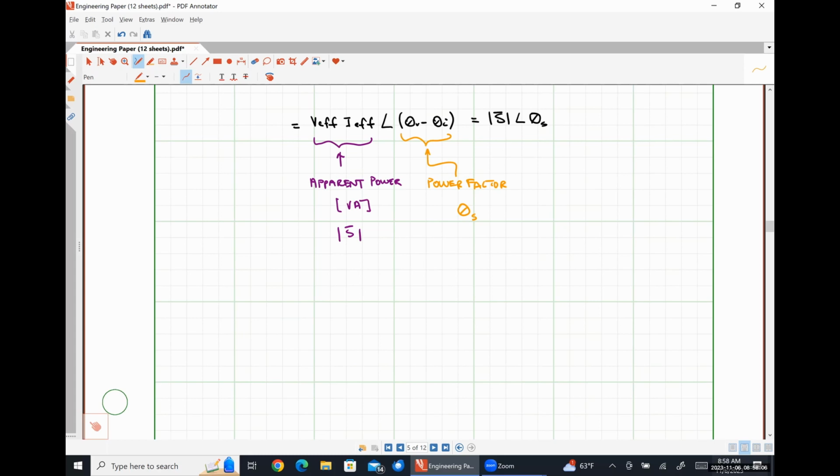Once again, it is completely and utterly not important to memorize all of these equations. If your calculator is told to give you the answer of V RMS phasor voltage times the conjugate of RMS phasor current, and it gives you the answer in rectangular form, you have access to average power and reactive power. If it gives you the answer in polar form, you have apparent power and the power factor angle. Sorry, I should write angle there.